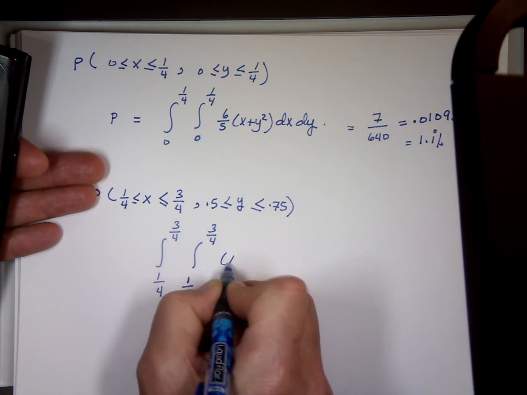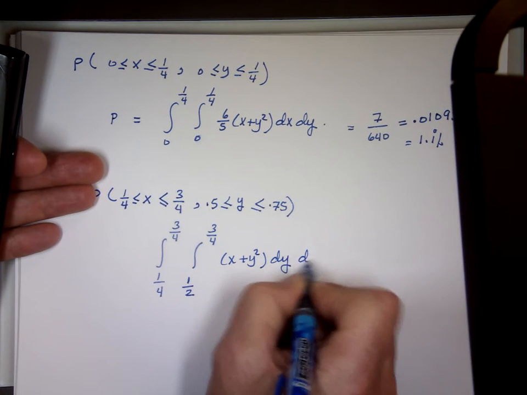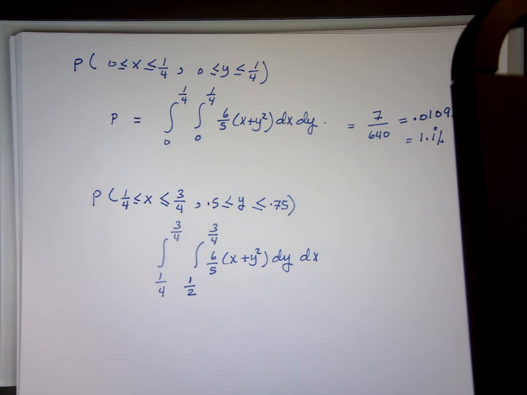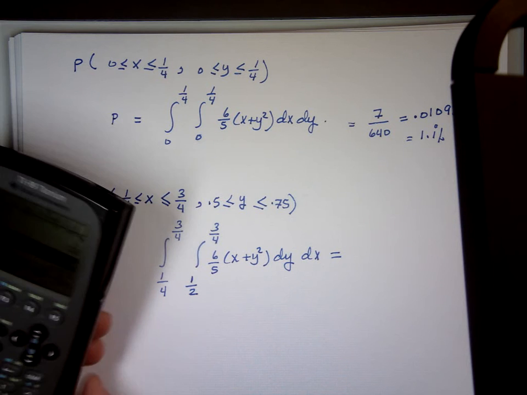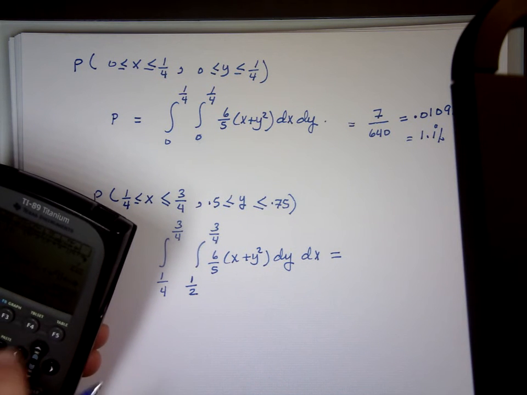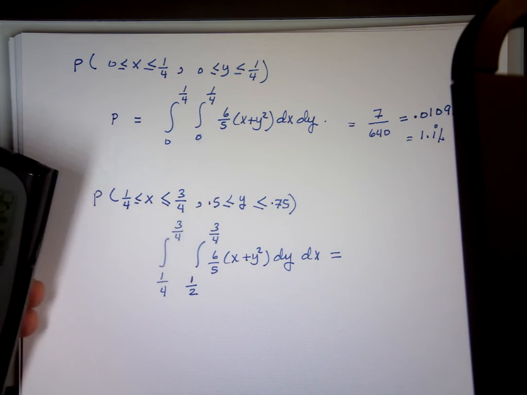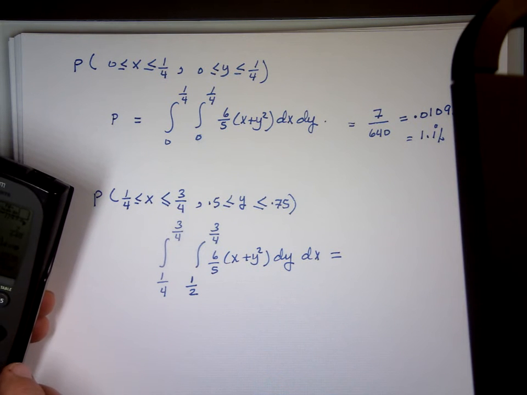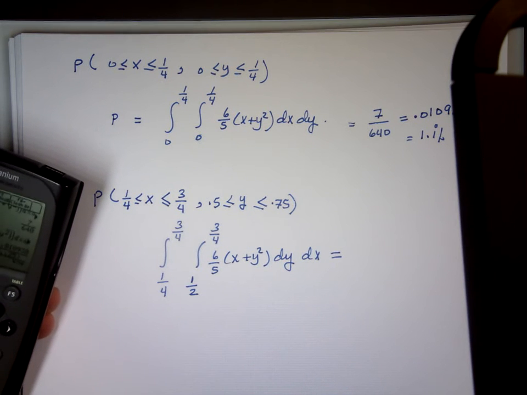x plus y squared. I have the constant. I forgot to write it. Do the dy first, then the dx. Again, I can cheat now, go to my equation, just change my limits. X goes, instead of 0, the first one is what? X goes from 0.25, comma, to 0.75, close that, comma.